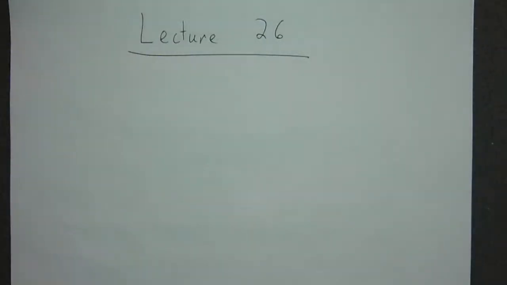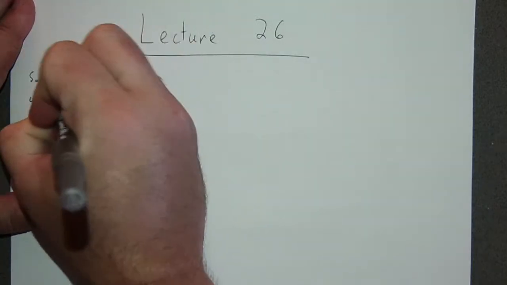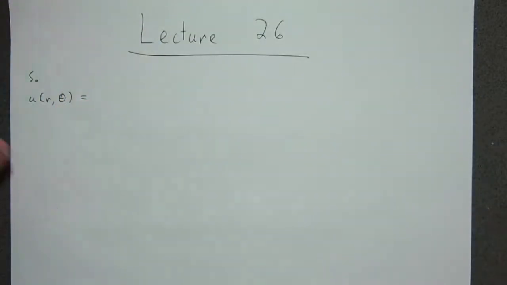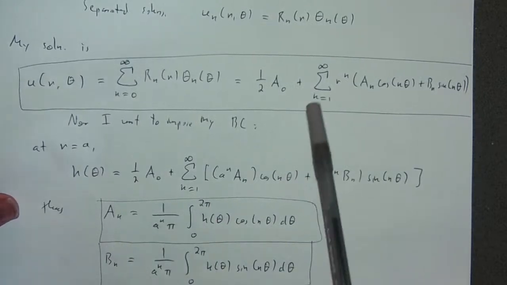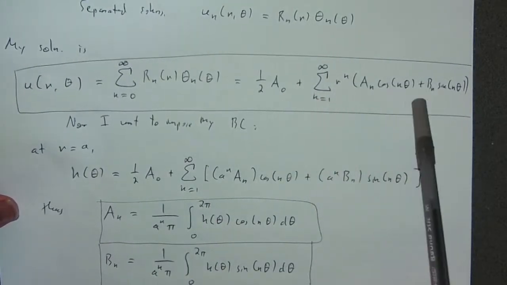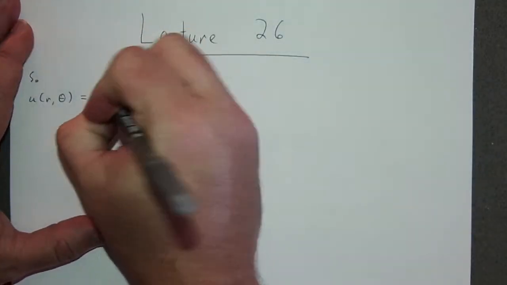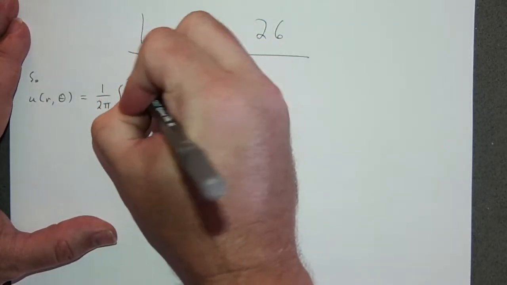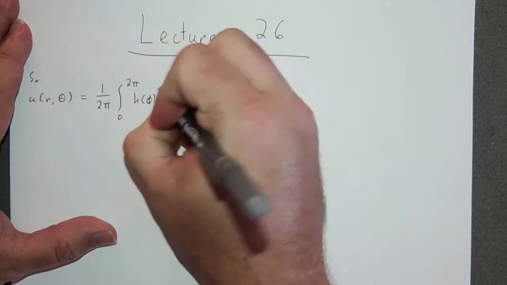So u of r theta is equal to what? Well, I'm trying to write it in a way that I'm just directly plugging these things in here for everywhere a and b shows up. And so you can check that this is 1 over 2 pi times the integral from 0 to 2 pi of h of phi d phi.